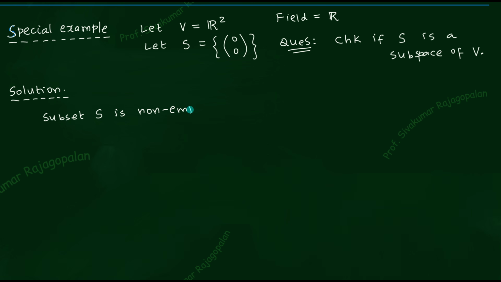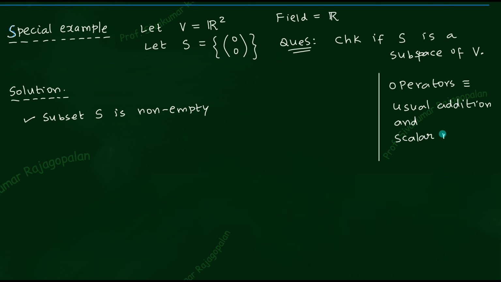First point you observe is that the subset is not empty. This is always easy to write because there is one element, right? 0, 0 is there, so it is not empty. So first point is clear. So what about the operators? Operator is as usual. That means the usual addition together with the scalar multiplication. In most of the vector space problems, this is the situation. The normal addition and scalar multiplication. That should be clear to you.